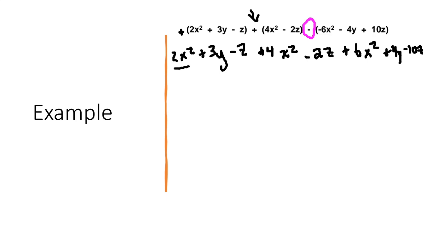So I can combine my x squareds. I got 3 of those. And then I can combine my y's. I got 2 of those. And then I can combine my z's. I got 3 of those. Okay. So I have x's 2 plus 4. So I got 12x squared. And then my y's, I have a plus 3, 4. So I got plus 7y. And then my z's, I got negative 1, so negative 3, negative 13z.